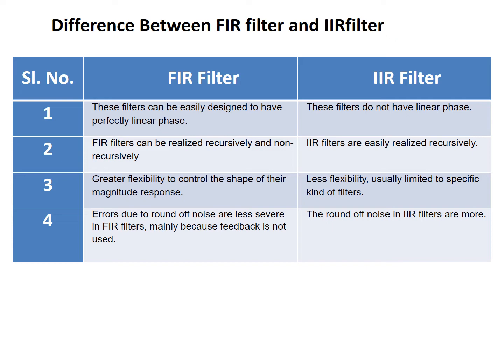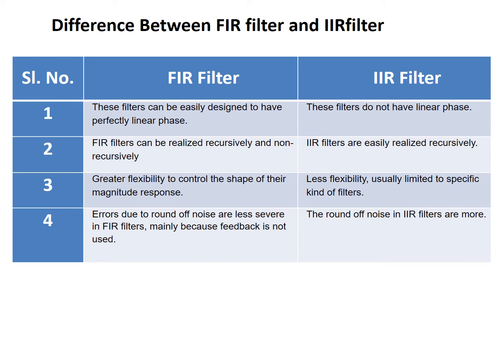In our discrete time signal processing, there are two types of filters we are going to study. One is the infinite impulse response filter, and one is the finite impulse response filter. So now we are going to see the difference between the FIR and IIR filter. In FIR, these filters can be easily designed to have perfectly linear phase. IIR filters do not have linear phase.